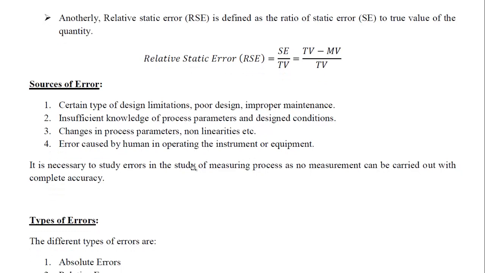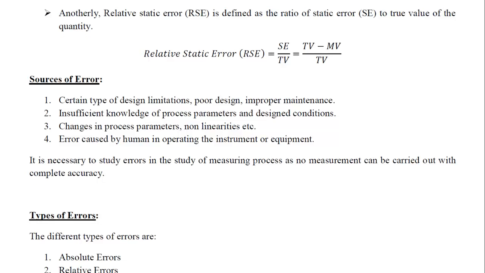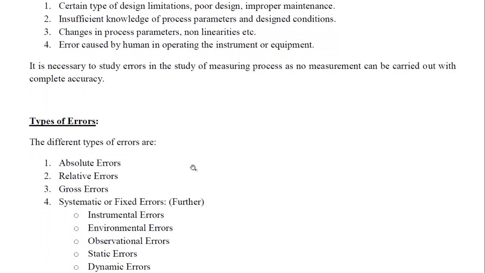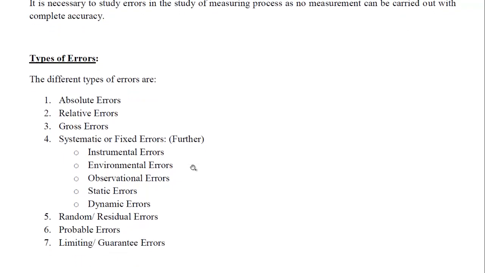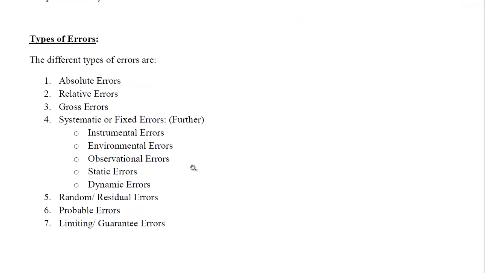Now it is necessary for us to calculate the errors because we need to have an accurate value of the measurement of the quantity we are measuring. So it is necessary to eliminate the errors, which can be done by calculating them. There are 7 errors. First one is absolute error, second is relative error, third one is gross error, fourth is systematic or fixed error, which is further divided into instrumental, environmental, observational, static, dynamic. Fifth one is random, which is also called residual errors. Sixth one is probable errors. Seventh one is limiting or guarantee errors.